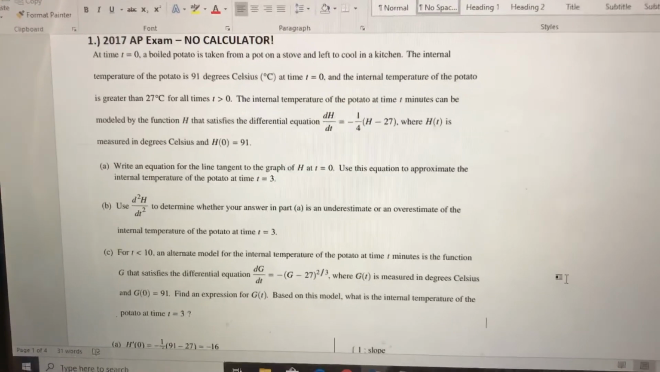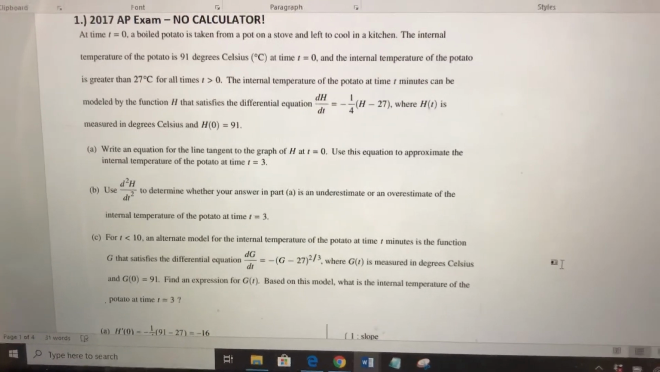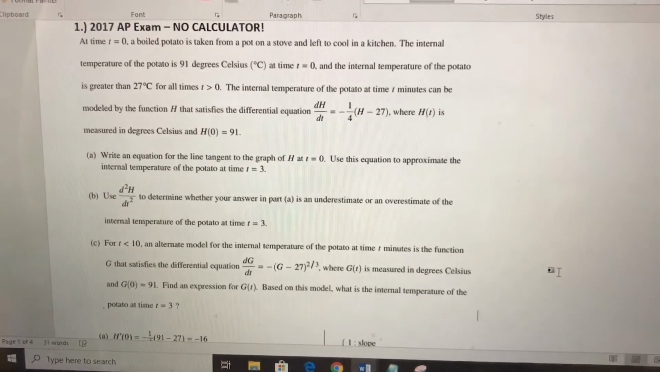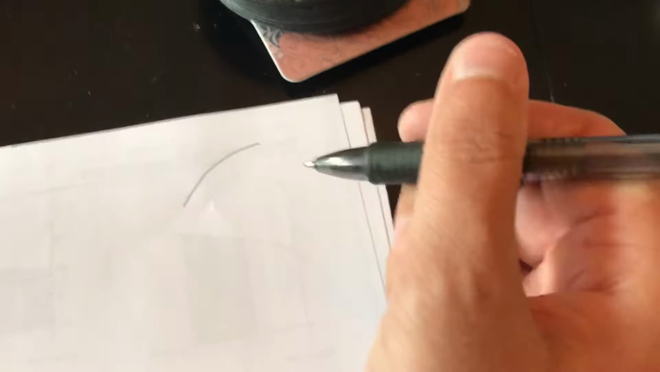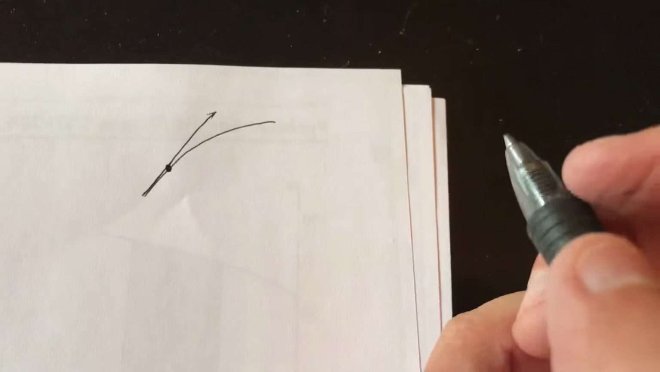And anyway, they ask us first of all to write an equation for the tangent line to the graph of h at t equals 0. Use this equation to approximate the internal temperature of the potato. Okay, so let's say the potato temperature is doing something kind of like this. We don't have the actual h equation, we have dH/dt. So the idea here is you can estimate a tangent line, and the tangent line will be pretty close to the actual curve for a while, so we can estimate values that are pretty close to the starting information they gave us.